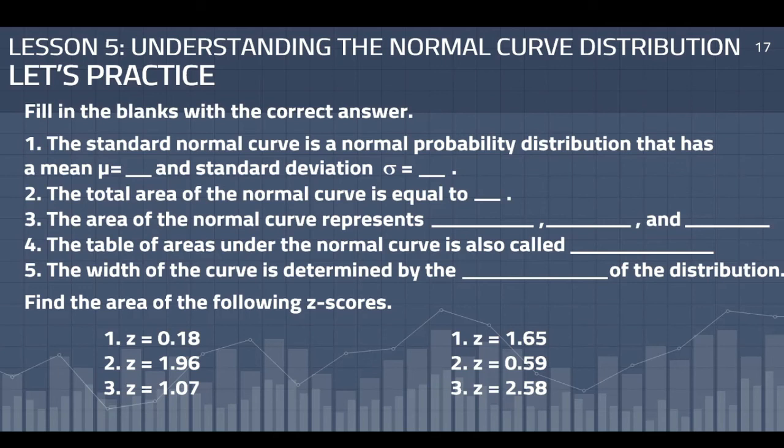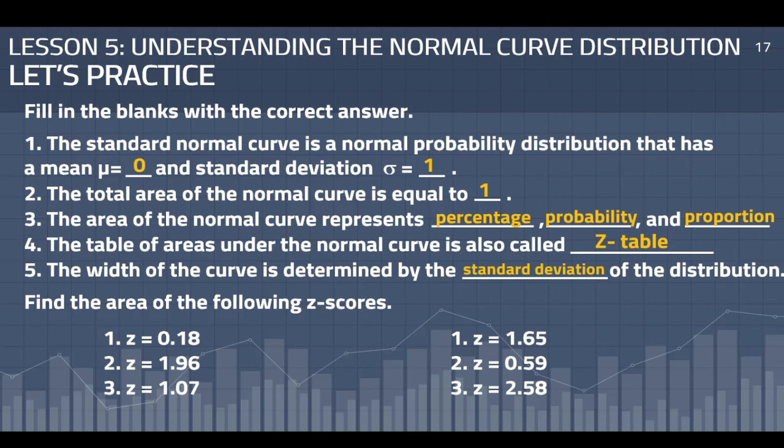So, una-una, number 1, the standard normal curve is a normal probability distribution that has a mean equal to 0 and the standard deviation equal to 1. Next, the total area of the normal curve is equal to, very good, 1. Next, the area of the normal curve represents percentage, probability, and proportion. Next, the table of areas under the normal curve is also called z-table. Then, the width of the curve is determined by the, very good, standard deviation of the distribution.